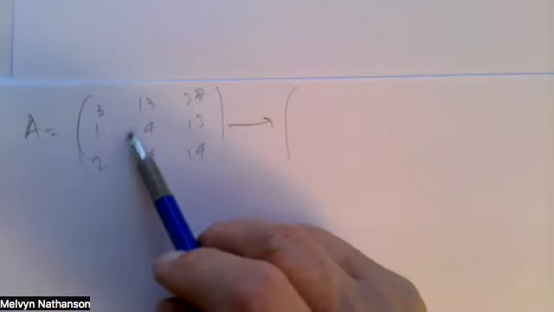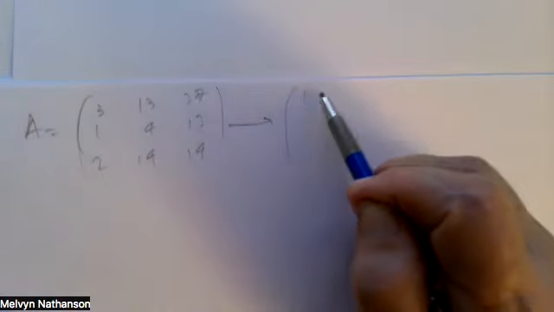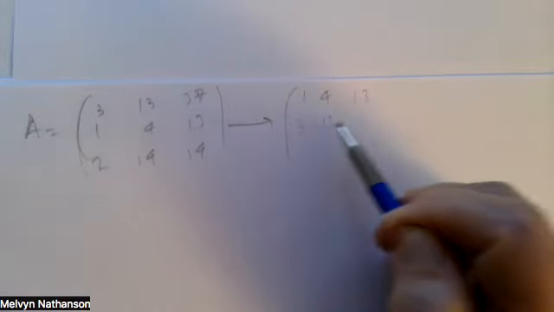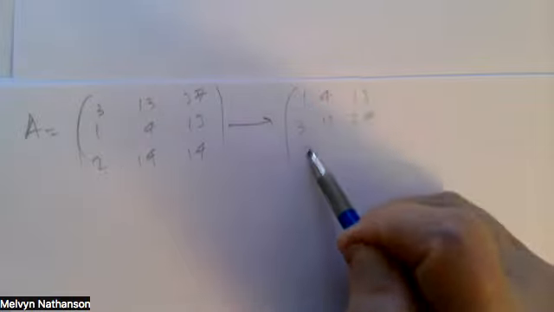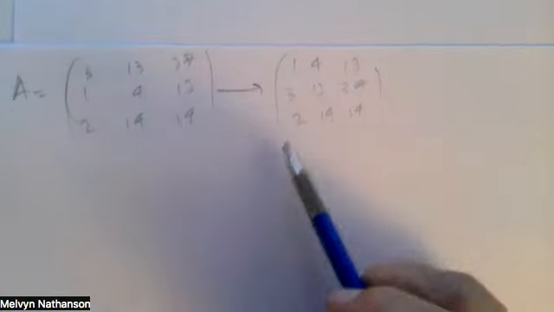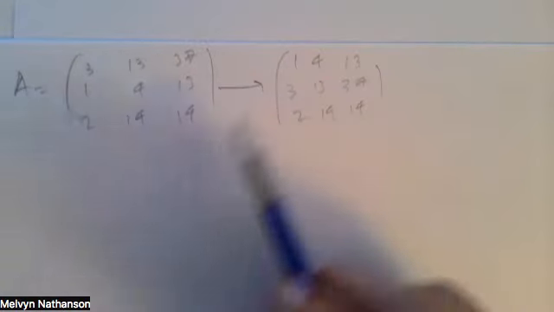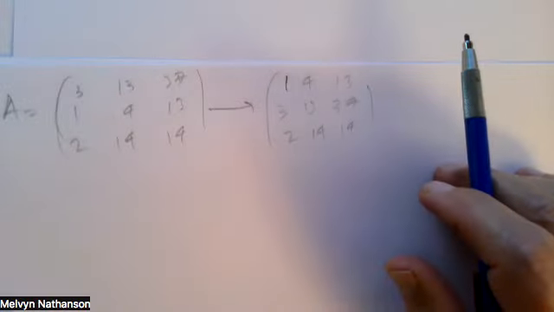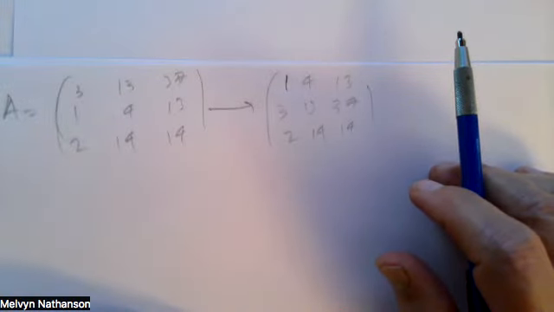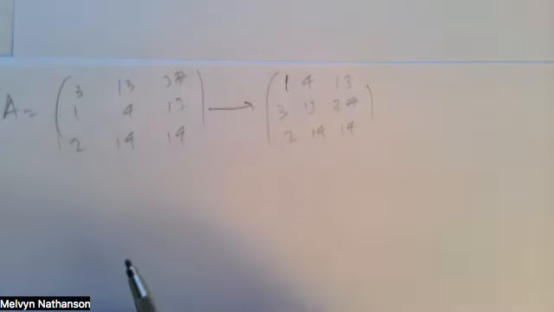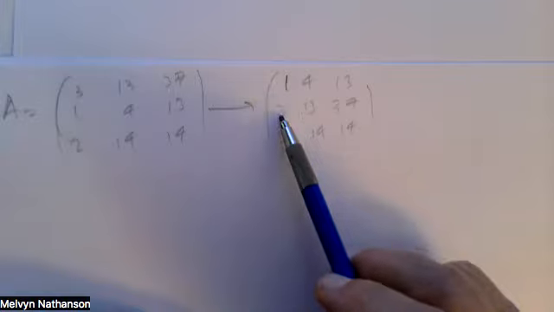It's perfectly okay, but I like to avoid fractions. So I'm just going to interchange the first and the second rows: 1, 4, 13, 3, 13, 37, 2, 14, 14. So now I have a 1 here. And I'm only allowed to use elementary row operations: interchanging rows, multiplying a row by a non-zero scalar, or adding a multiple of one row to another. I want to get rid of the 3 here.